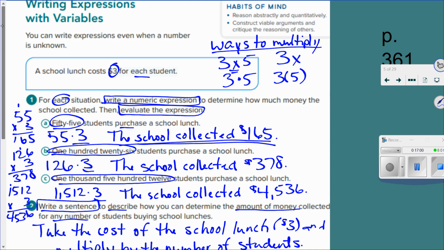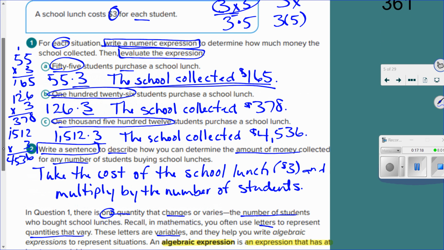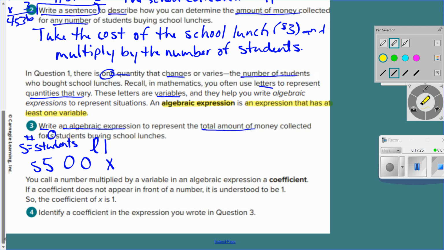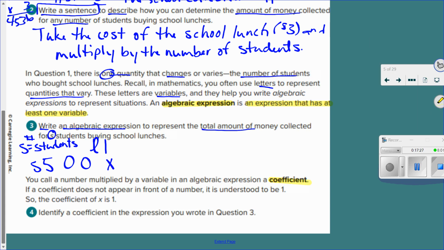The first way here, now it looks like I'm saying I'm multiplying 3 times some quantity x times 5, or 15 times that quantity x. It's completely different. Okay? Which gets to our next definition. So our next definition is coefficient. A coefficient is what we call a number multiplied by a variable in an algebraic expression. If my coefficient does not appear in front of a number, it is understood to be 1.